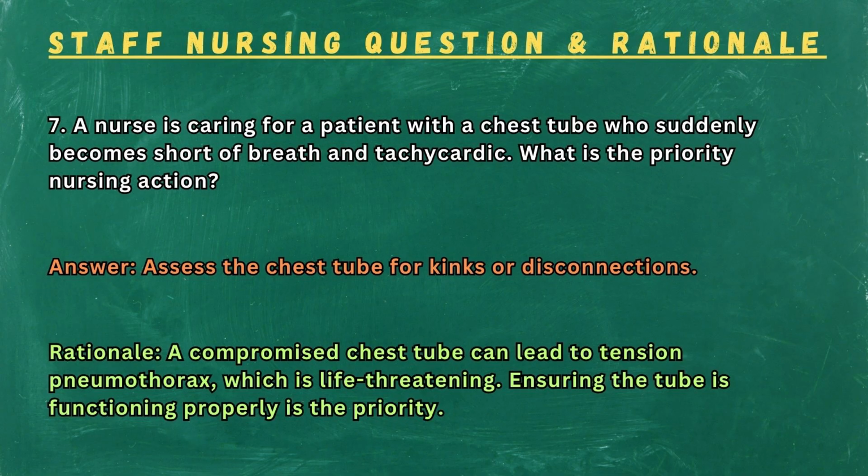Rationale: a compromised chest tube can lead to tension pneumothorax, which is life-threatening. Ensuring the tube is functioning properly is the priority.